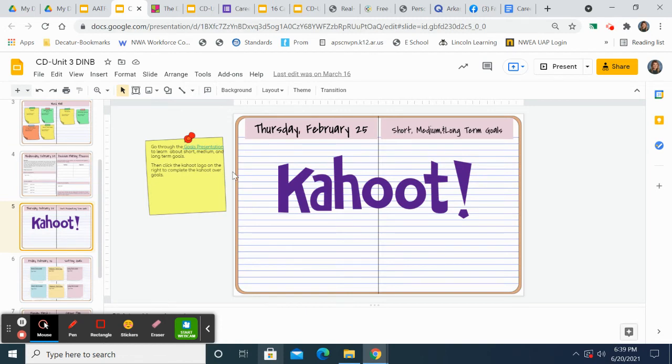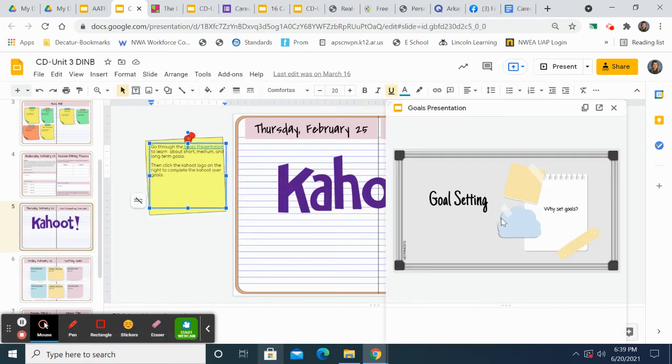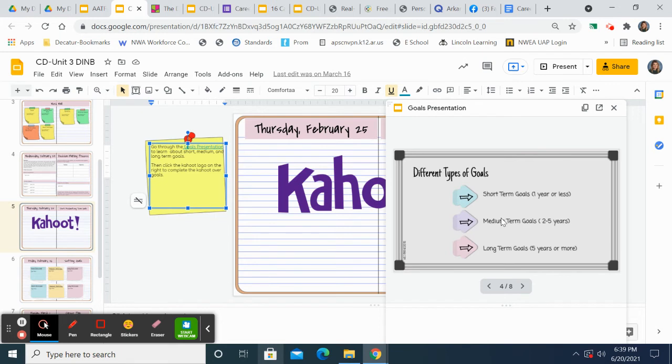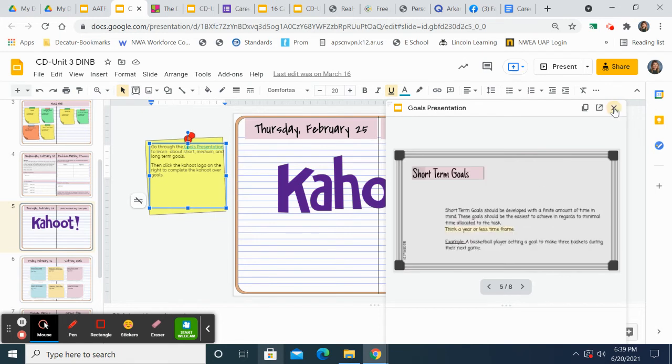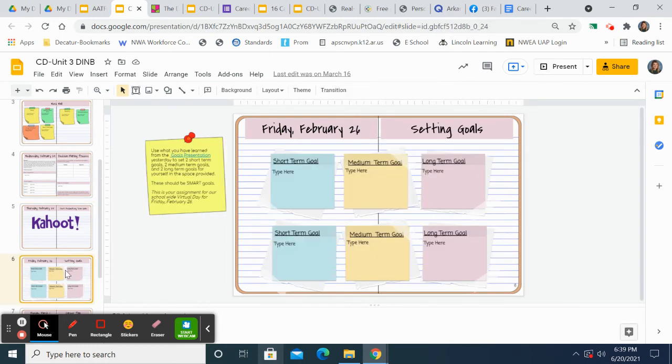Then we learned about setting goals. We learned about short-term, medium, and long-term goals and SMART goals. So I had a whole presentation that I talked about with my students on setting goals, which is why do we set goals? You can look through that on your own time. And then I had us play a little Kahoot about goals. And then we came in the next day and we set 2 short-term goals, 2 medium-term goals, and 2 long-term goals.